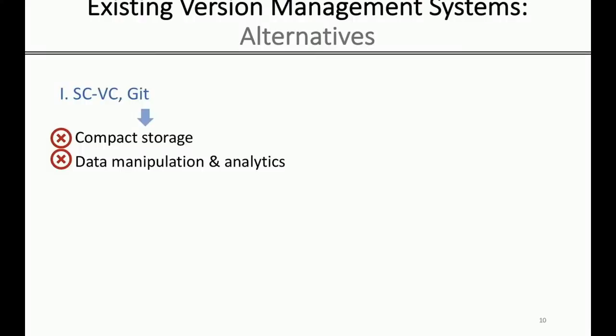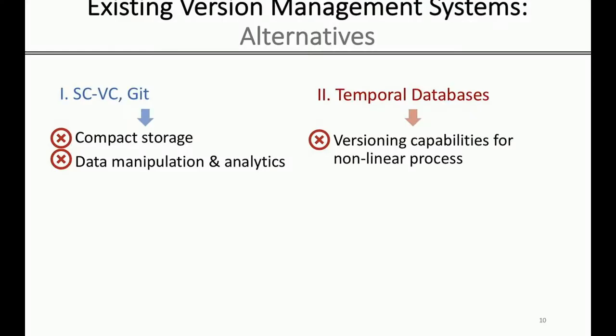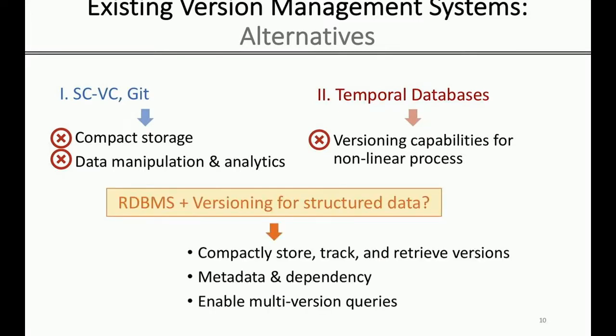The first thing that comes to our mind may be a source code version control system like Git. However, it is designed for source code, and it cannot scale to large datasets. Also, it only provides limited data manipulation and analytics functionality. While temporal databases can only support a linear chain of versions. So the question we ask here is, can we make use of the mature relational database and support versioning for the relational database? In this way, we can inherit much of the same benefits as a relational database, for example, the advanced querying capability, locking, and indexing, etc. And meanwhile, we can provide versioning capability to it.